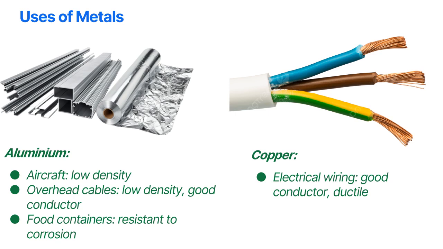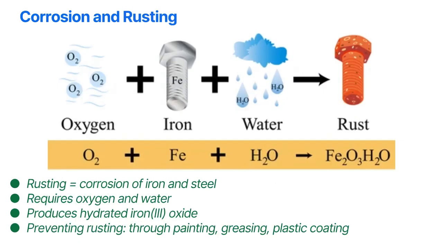Now let's look at corrosion. Corrosion is when metals are gradually worn away by reactions with substances in the environment. For iron and steel, this process is called rusting. Rusting needs both oxygen and water to occur. The product is hydrated iron 3 oxide, which appears as a reddish-brown flaky solid.